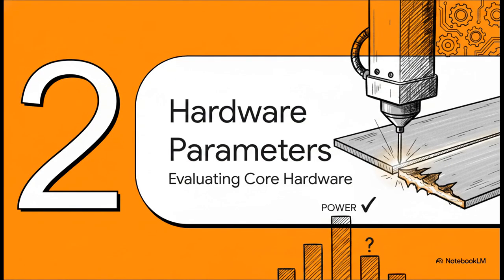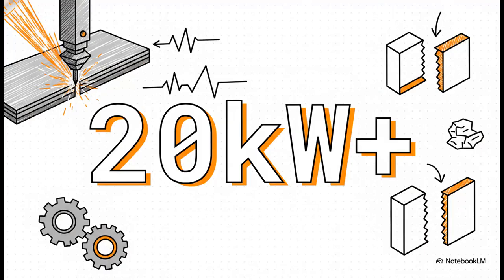Moving right along to Section 2, Evaluating Core Hardware Parameters. Let's talk about the engine of the laser itself. When buyers look at a supplier's equipment on an RFQ, they usually just check the wattage and assume, hey, bigger number means better cuts. And sure, these modern fiber lasers exceeding 20 kilowatts, they are beasts. They redefine speed, cleanly slicing through 50 millimeters of stainless steel. But here's the catch. Raw power absolutely does not guarantee a superior finish.